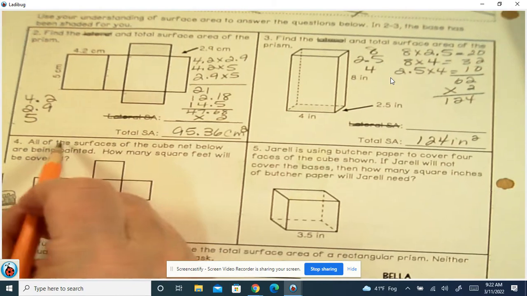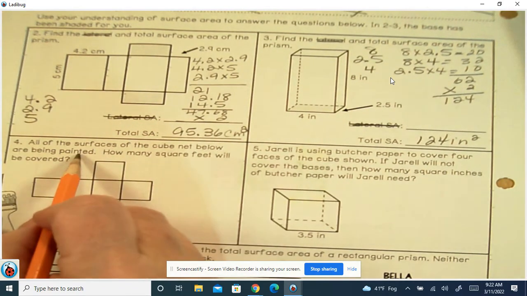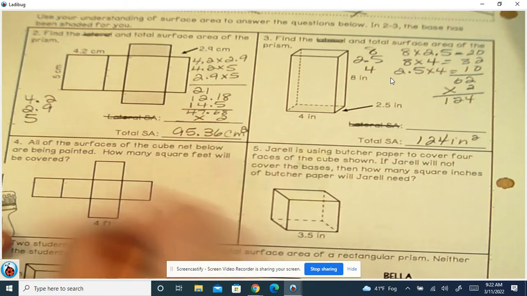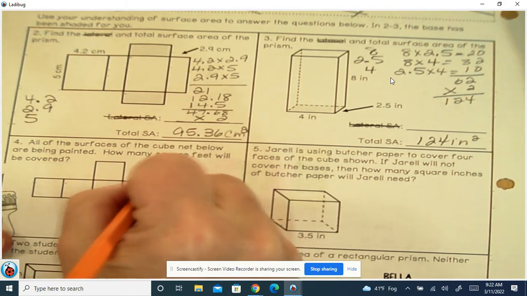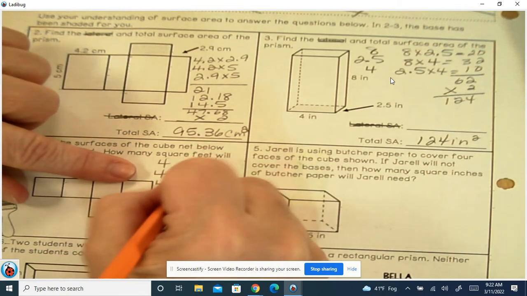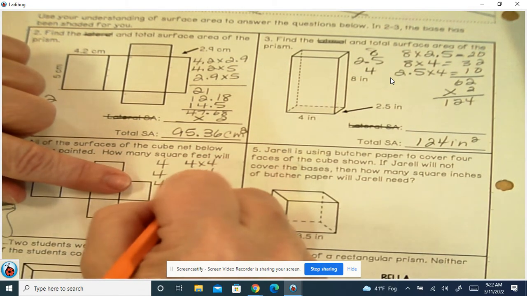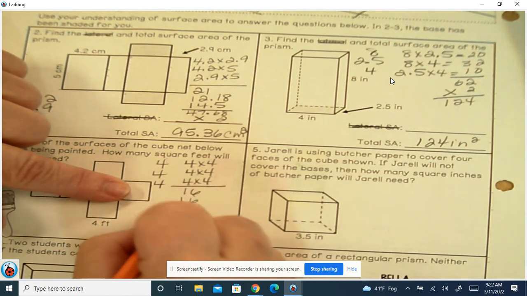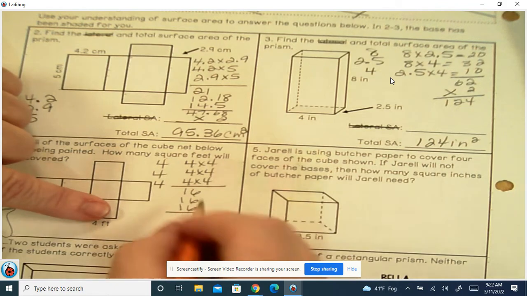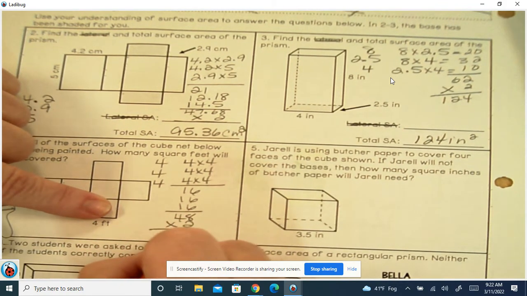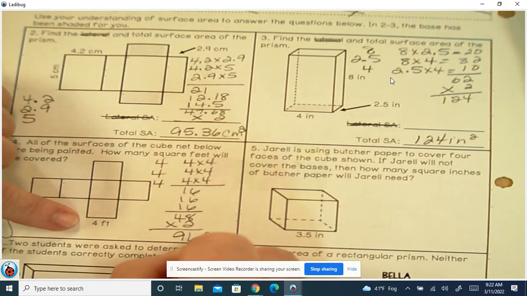All right, all the surfaces of a cube net below are being painted. How many square feet will be covered? And you know that all of them are the same, so that would be 4, 4, and 4. So you've got 4 times 4, 4 times 4, and 4 times 4, and 4 times 4 is 16. So 16, 16, and 16. 16 times 3 is 48. 48 times 2 is 96 feet squared.